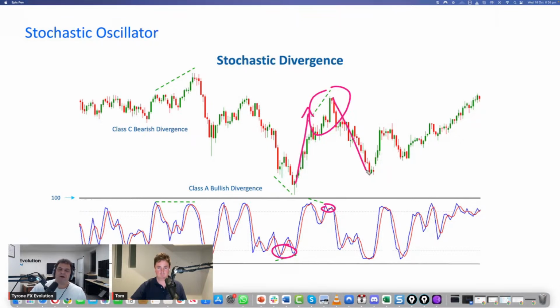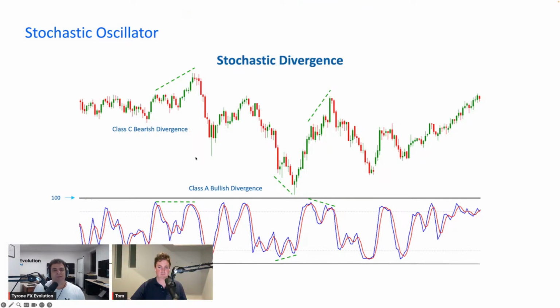So it's a very, very important concept, divergence, and it can be used in a few different ways. But what we generally find is that Class A divergence is generally best for stochastic. Now, there are cases to be made for Class B divergence as well when we're using things like MACD, especially around double tops and chart patterns. But in the stochastic version, we find that Class A divergence is generally the best one to look for, because it seems to be the most effective, and we seem to get the sharpest price movements from it.